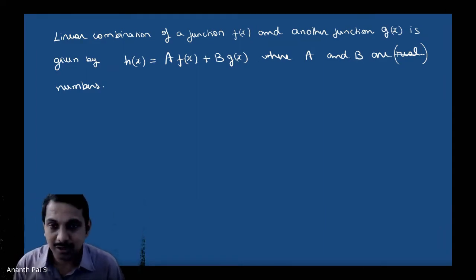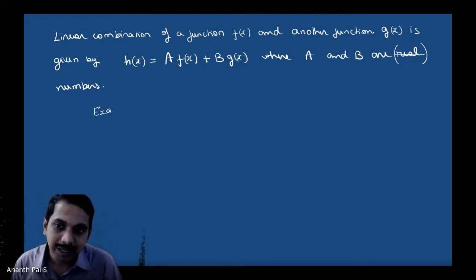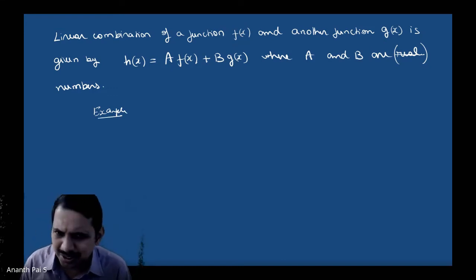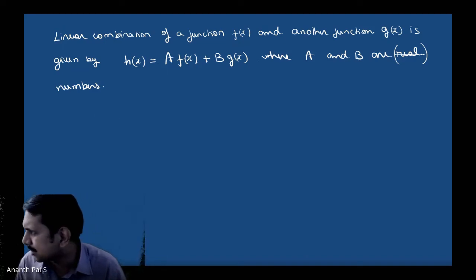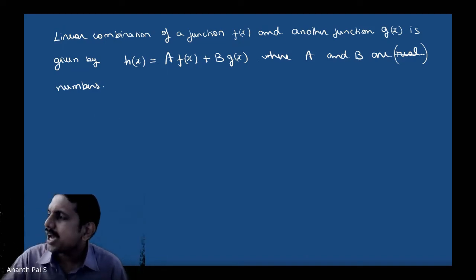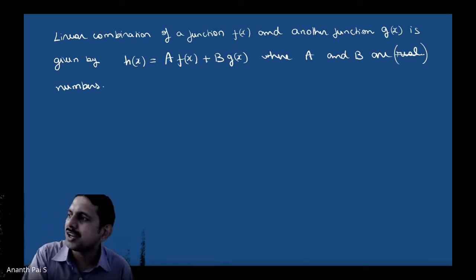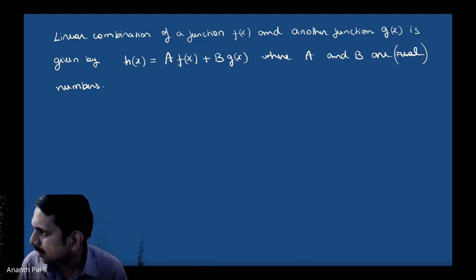So, linear combination, example. You have understood what a linear combination is. For e power x and e power minus x, a linear combination can be 5 e power x plus 3 e power minus x. It is a linear combination.